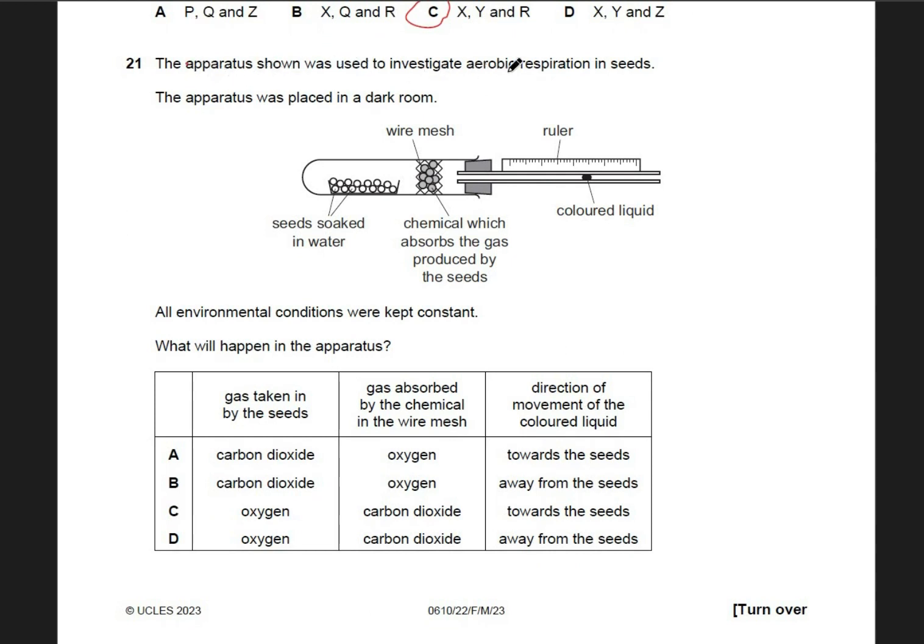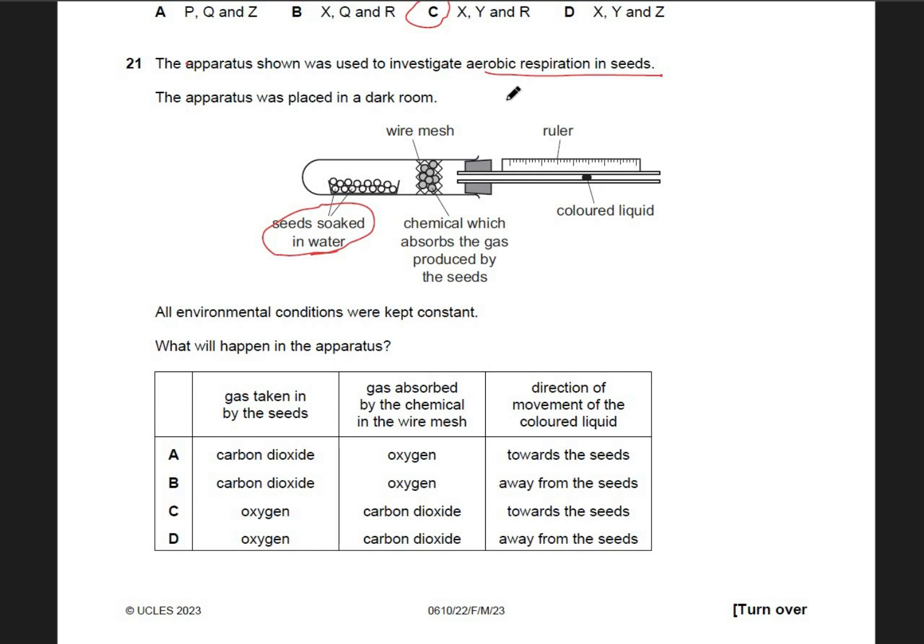The apparatus shown was used to investigate aerobic respiration in the seeds. The apparatus was placed in a dark room. Alright, so let's study the apparatus first. This is the test tube, and these are the seeds soaked in water. And this is a wire mesh in which a chemical which absorbs the gas produced by the seeds is placed. This is a colored liquid, and this is a ruler.